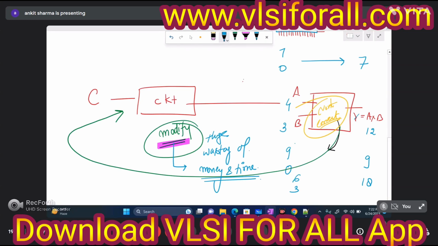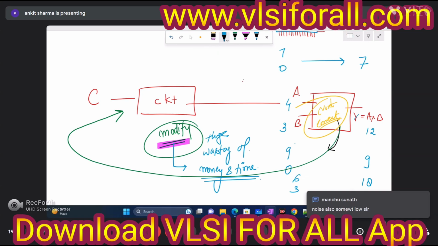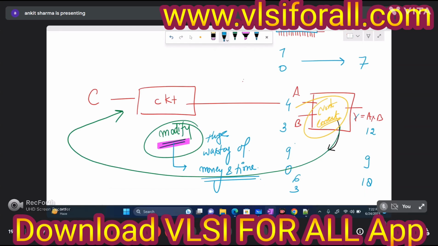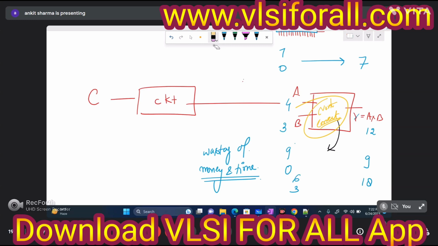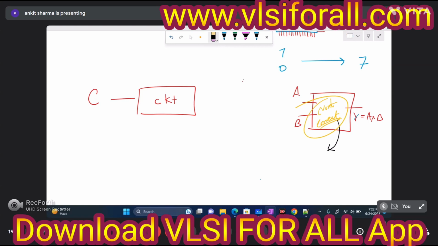Then the design engineer thought, why should I not verify this circuit before sending it to the customer? That means the design engineer thought, I should validate this at my end, and only then send it to the customer. By this, I can build up a belief, as well as save money and time. So hence, one more block will be introduced in this. And what is that block?